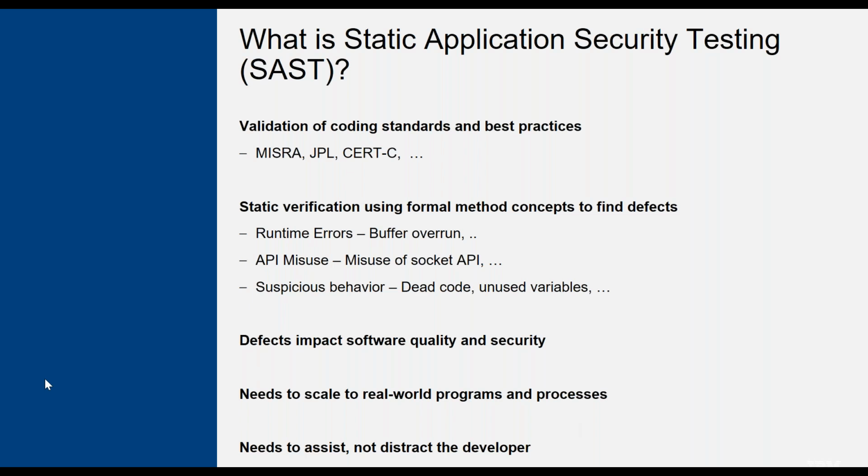It also finds defects that impact software quality and security. There is a big overlap between security and normal software flaws like memory overruns and so on. A SAST solution needs to scale to real-world programs. If you have big programs, you should be able to scale to them, and it should be an assistance, not a distraction, to the developer.